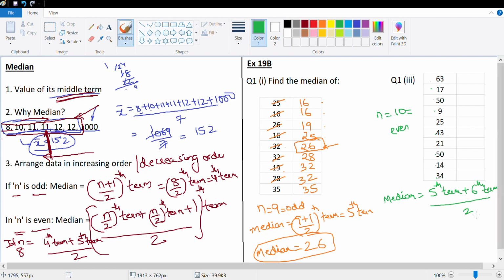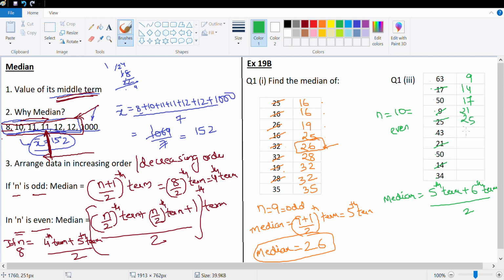So let's first put it in ascending order and then figure out which are the 5th and 6th terms. First number is 9. Next, 14. Next, we have 17. In the 20s, we have 21. Next, we have 25.